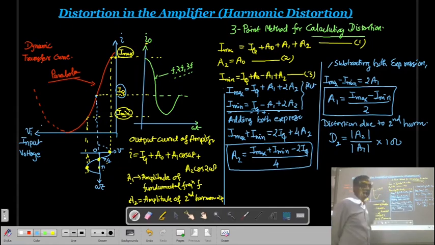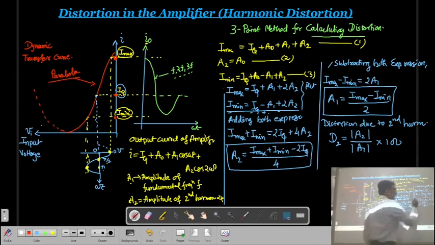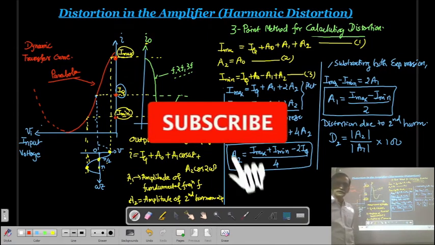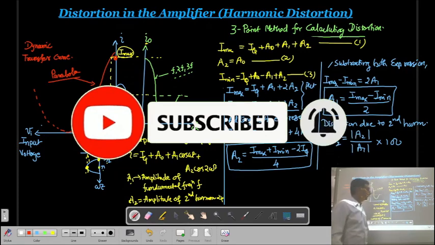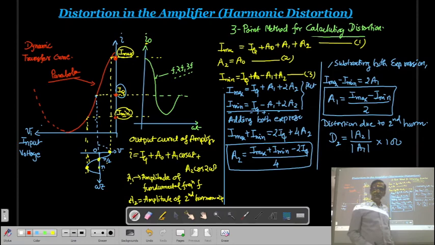So, from this transfer characteristic curve, you have to find out the maximum current, the DC current, and the minimum current. Correct? And using these formulas of A1 and A2, you can calculate the distortion. Then in the next lecture, we will see how we can measure the distortion using an electronic circuit.